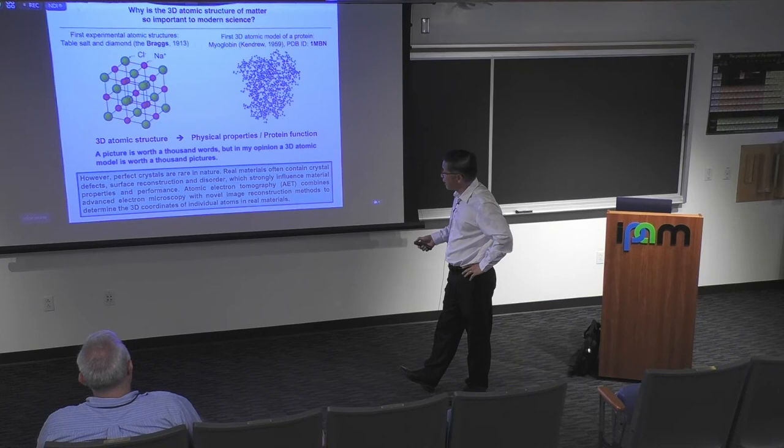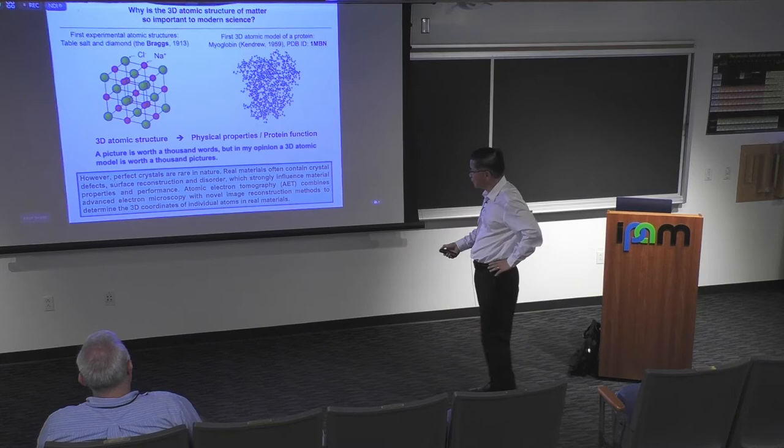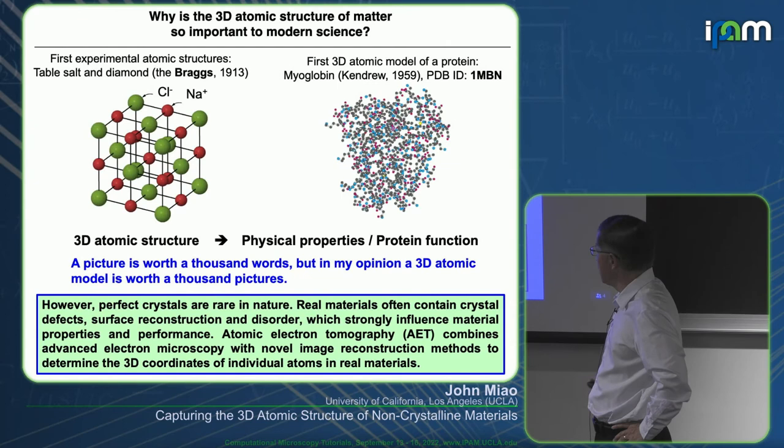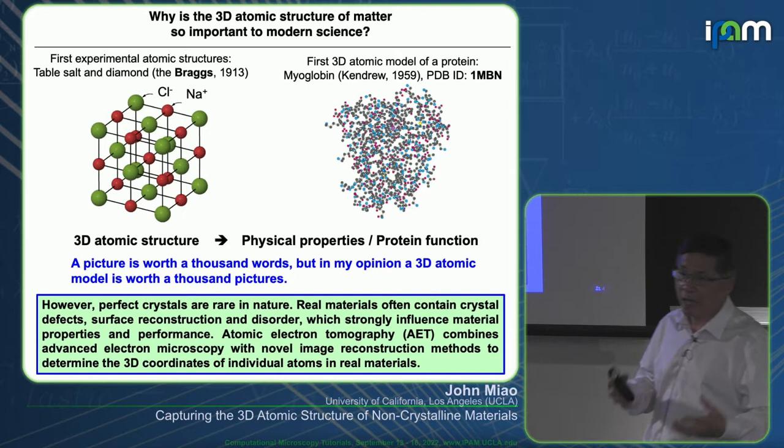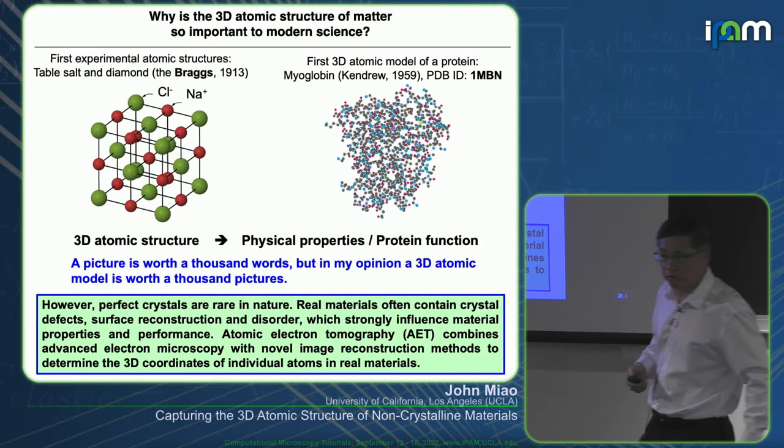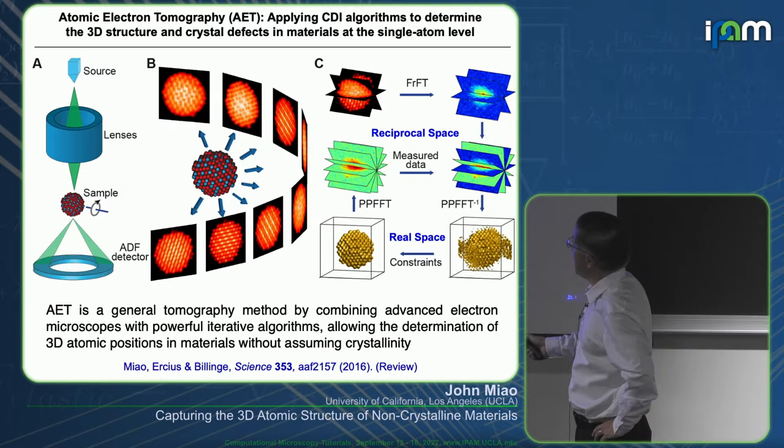And so the perfect crystal has been solved, but the perfect crystal is rare, as Paul Voyles mentioned. Real materials often contain crystal defects, surface reconstruction, disorder. These are very important. And how to understand those atomic structures in 2D, 3D, and 4D, that's really been a grand challenge for many years in the physical sciences. So we developed atomic electron tomography.